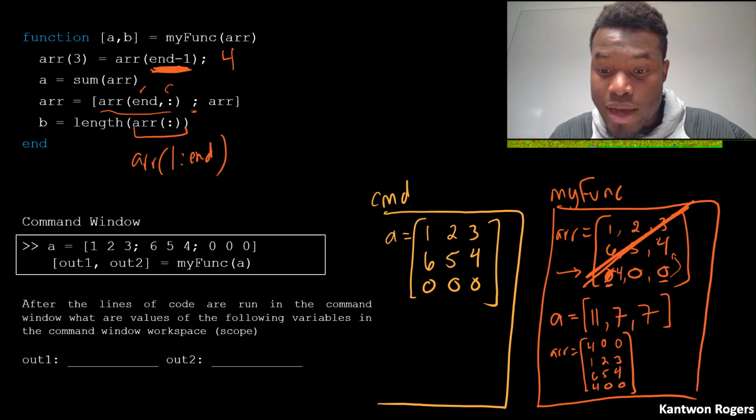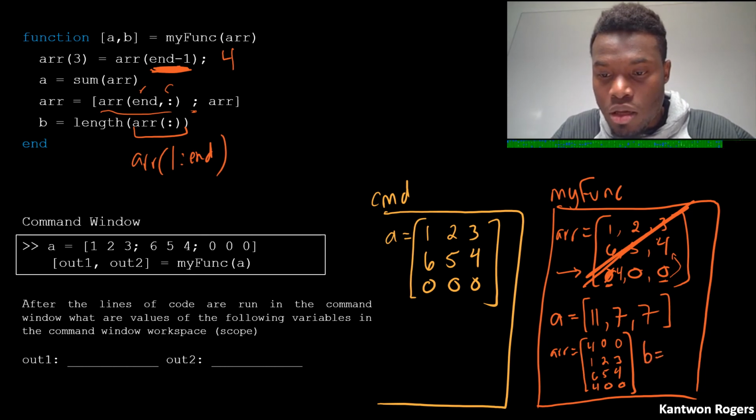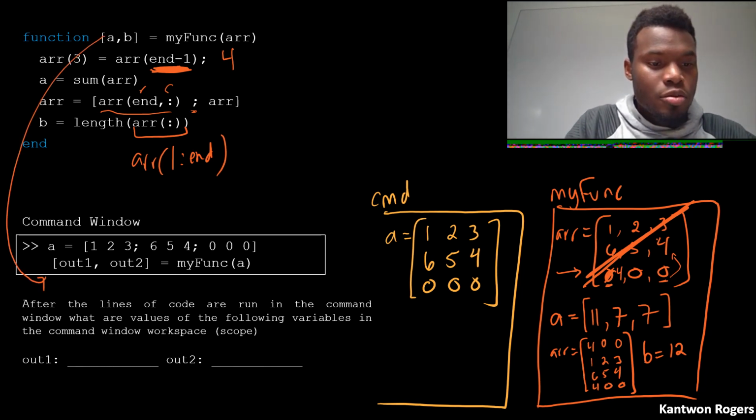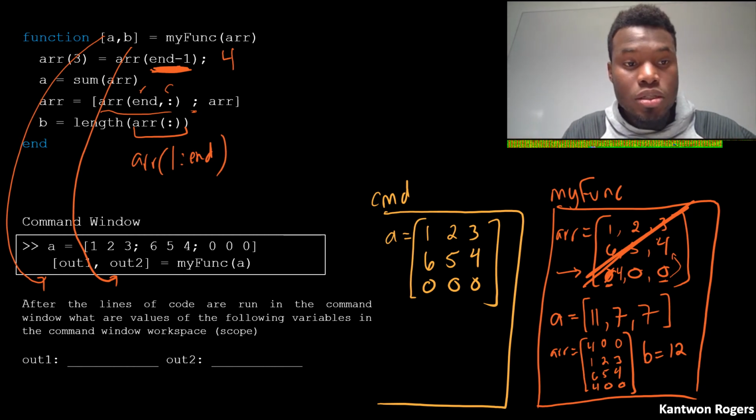And so our array is a 4 by 3, so we can just multiply that. So we know that there are 12 elements in our array. And so B would just be 12. And so we get to the end, and we do this translation of outputs, remember? So A goes into out 1, B goes into out 2.